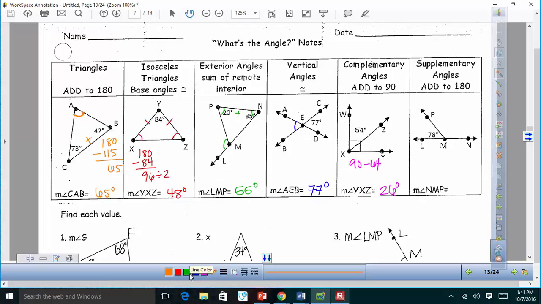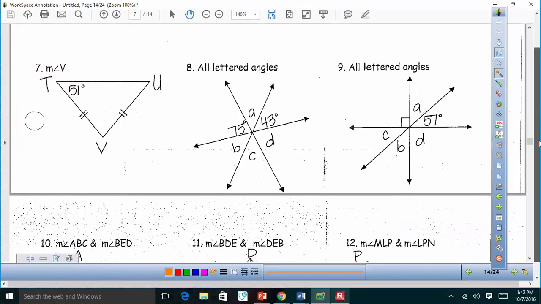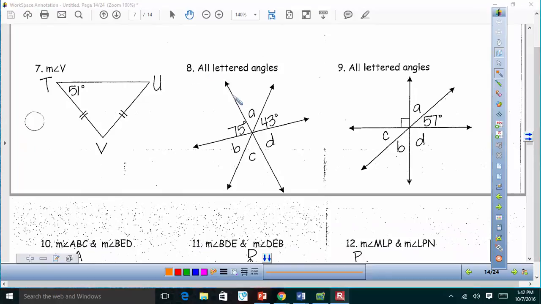And the last thing we learned about was supplementary, which means it adds to 180. So this angle plus this angle should equal 180. So how would I find NMP? 180 minus 78. Very good. So that would be 102 degrees. Okay, so I wanted to look at just a few of the more complicated ones. There's some very simple ones, but I wanted to make sure we could do an example like 8.